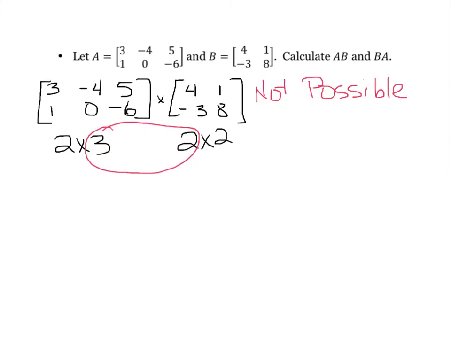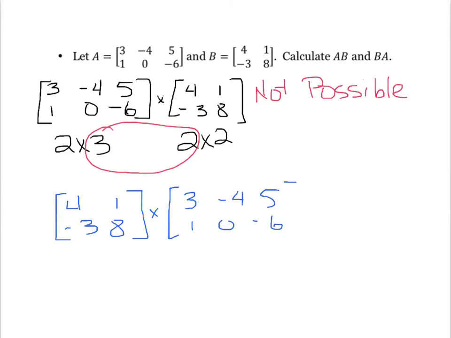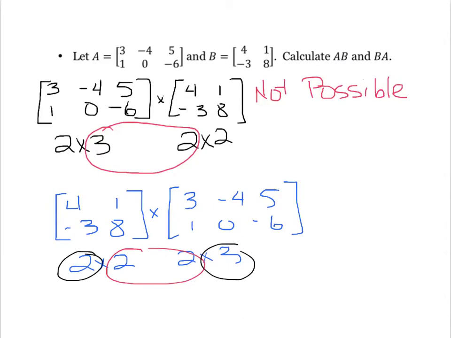So let's see if we can calculate BA. If I write down the size of the matrix, I've got a 2 by 2, and I've got a 2 by 3. When I circle those middle terms, they are the same, so I can do this multiplication. The next thing I look at are these outer terms. My answer should be a 2 by 3 matrix.